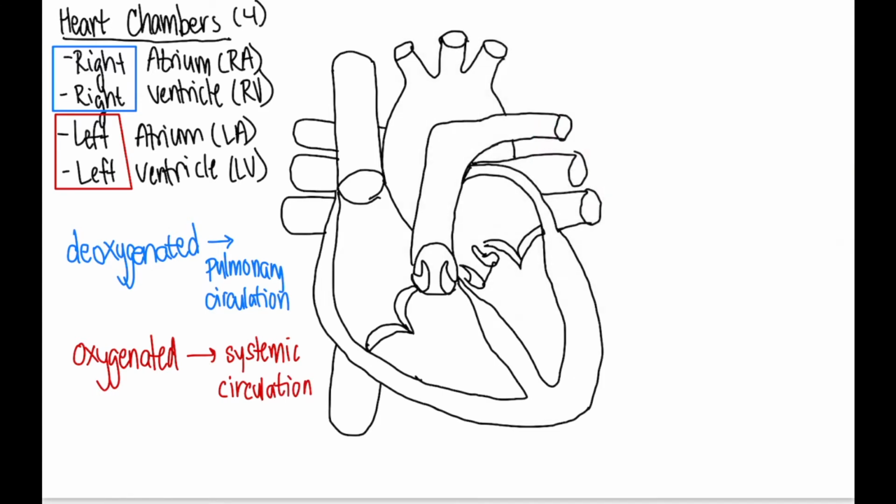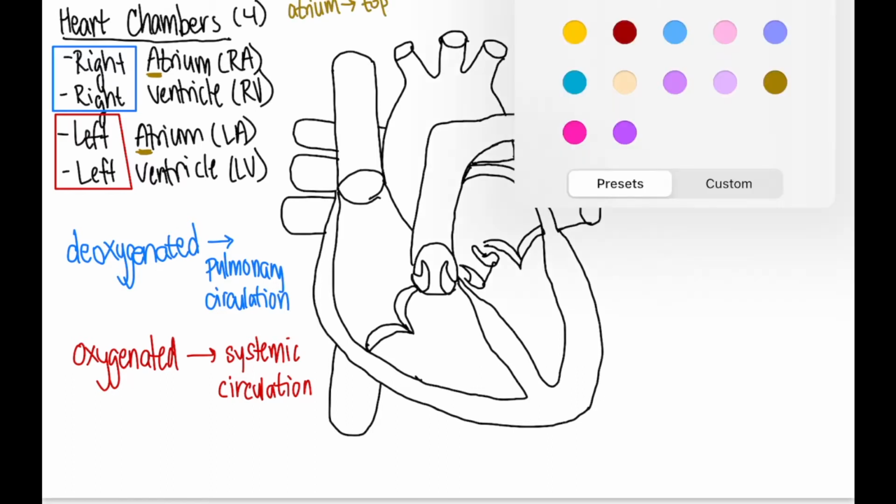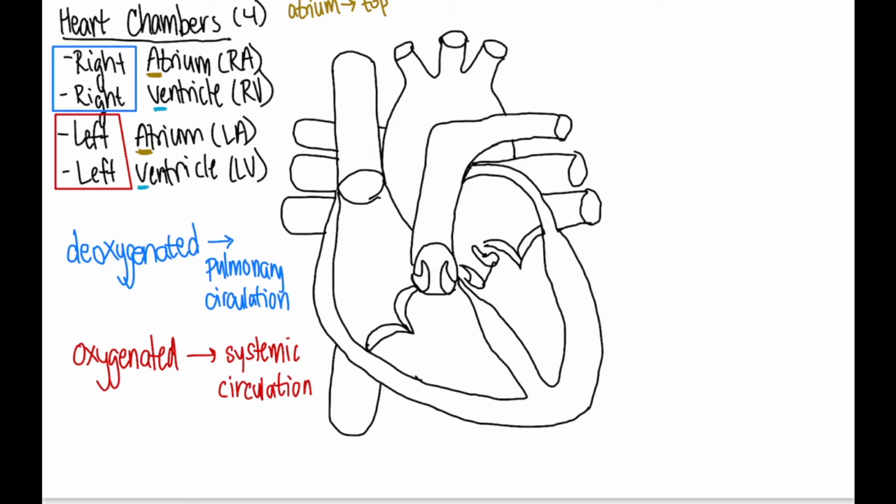Another thing to note is that the atrium is always going to be at the top of the heart. I like to think of A at the beginning of the alphabet, so that's why it's at the top. And the ventricles are going to be at the bottom of the heart. I like to think of V at the end of the alphabet, so bottom of the heart. So let's go ahead and fill these in based off of the definitions.